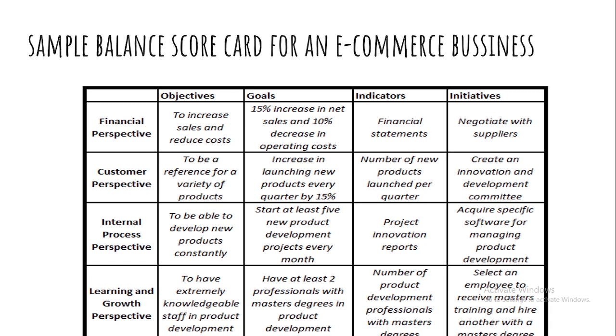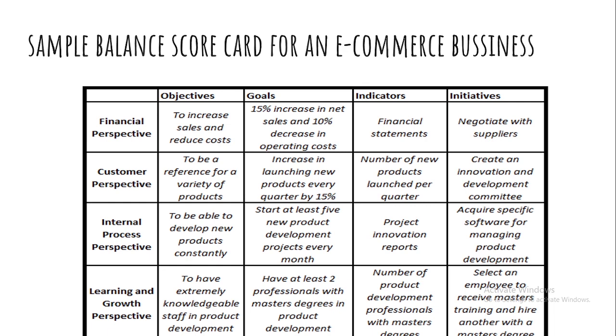And our internal processes perspective as an e-commerce business. Our objective is to be able to develop new products constantly, internally, and our goal is to start at least 5 new product development projects every month. If you can start at least 5 new product development projects every month, it will be good for us. So you're analyzing what we should do as our e-commerce business, and that's what they're stating using the balanced scorecard tool or method. The indicator is project innovation reports, and our initiative, maybe, is to acquire specific software for managing product development.